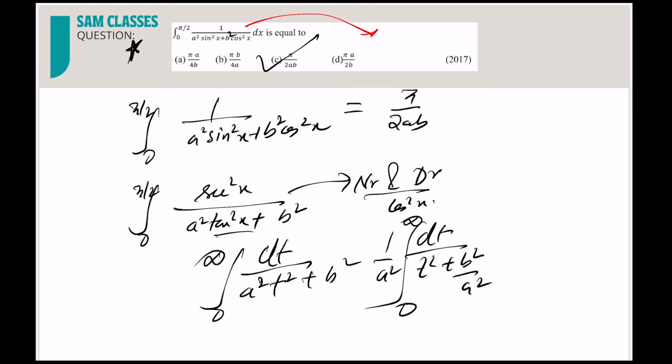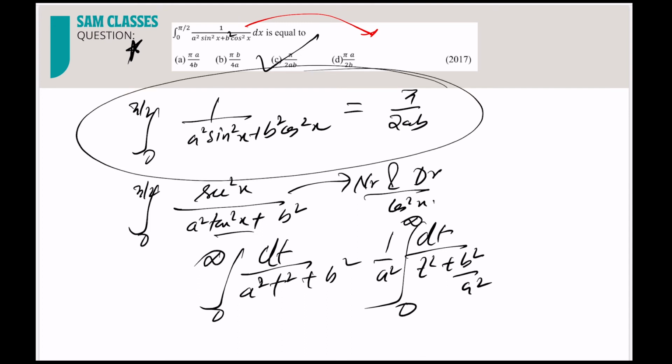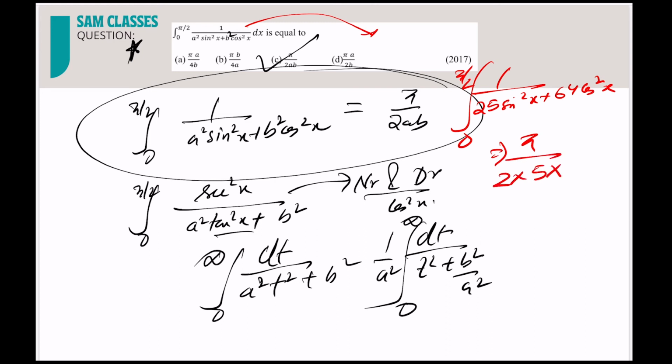But what is the use of this formula, sir? It's a very useful formula. If they give you something like the integral from 0 to pi by 2 of 1 by 25 sine square x plus 64 cos square x, directly you can write the answer pi by 2 into 5 into 8. That's it. This will help you in getting answers like this.